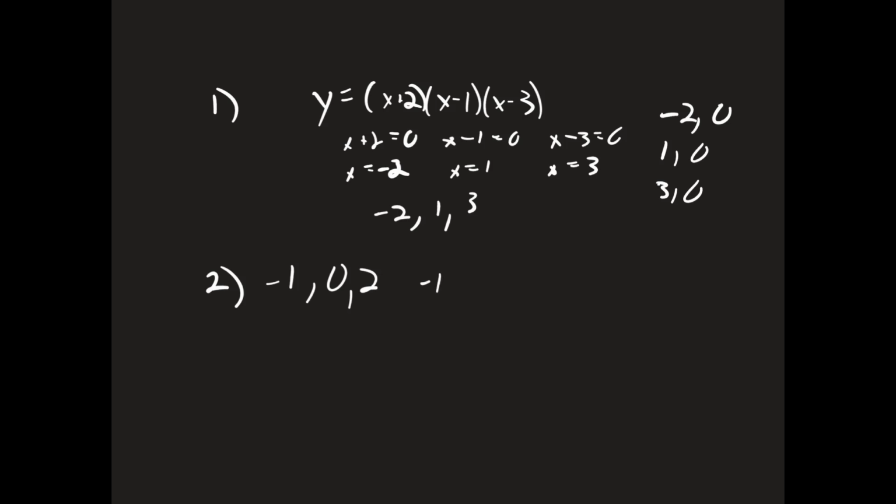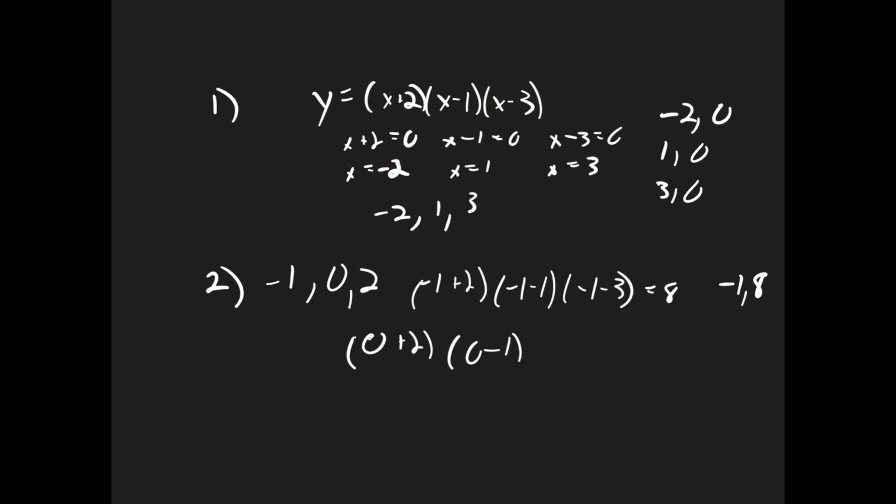But I want more. So I'm going to plug this in. So I'm going to say negative 1 plus 2 times negative 1 minus 1 times negative 1 minus 3. All right. I'm going to plug those in. So I'd solve that, and I get that being 8. So now I have a point of negative 1, 8. I'm going to do the same thing with my 0. I'm going to say 0 plus 2 times 0 minus 1 times 0 minus 3, and I have 6 for that one. So I have a point of 0, 6.